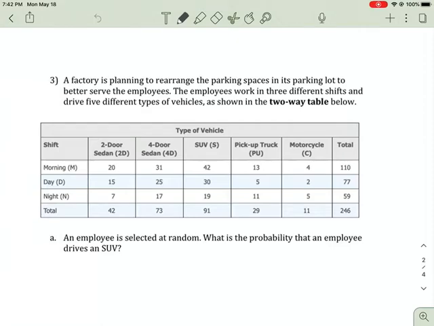So we have a factory here planning to rearrange the parking spaces in a parking lot to better serve their employees. The employees work in 3 different shifts and drive 5 different types of vehicles as displayed in our table. An employee is selected at random. What is the probability that an employee drives an SUV? So we're going to look at all of our SUVs. Here they are. And you notice there is a total column, and it tells us that there are 91 SUVs. So they got that by doing 42, 30, and 19 and adding them up.